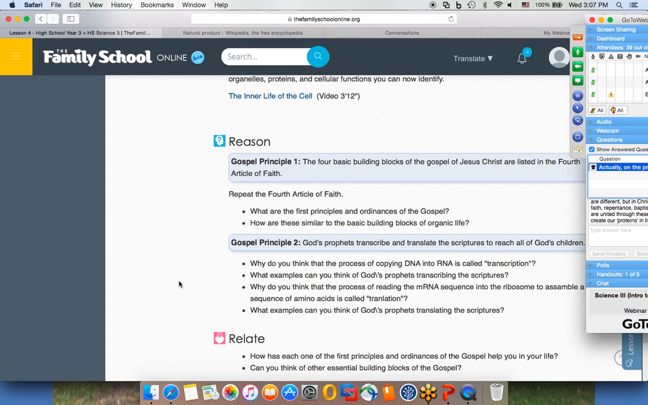That's right. How about in the Book of Mormon? So remember when Nephi copies the Isaiah chapters in the Book of Mormon? Where was he copying them from, and where was he copying them to?